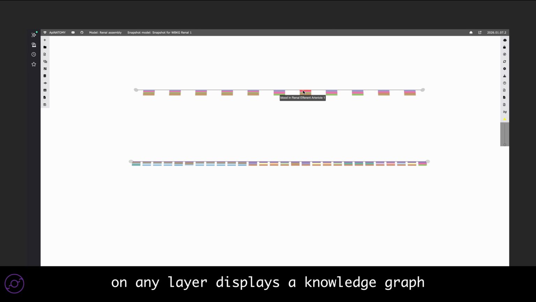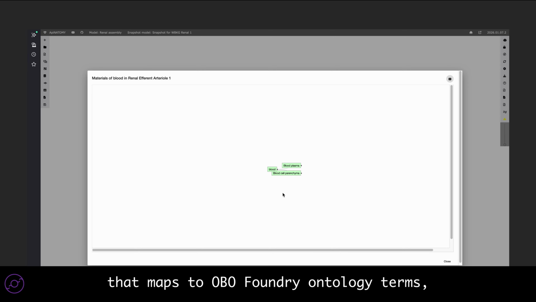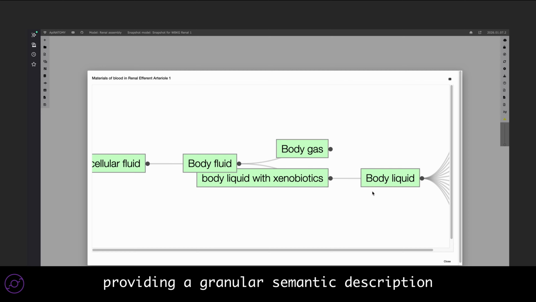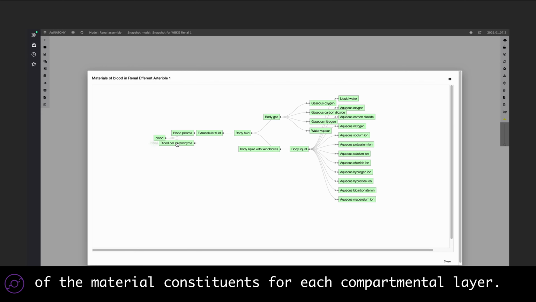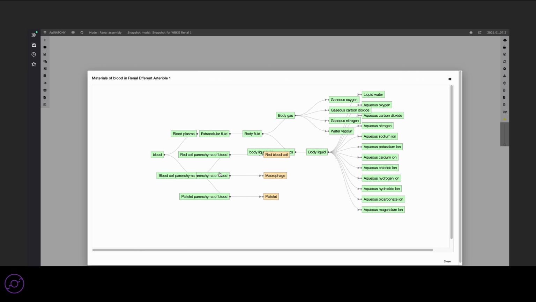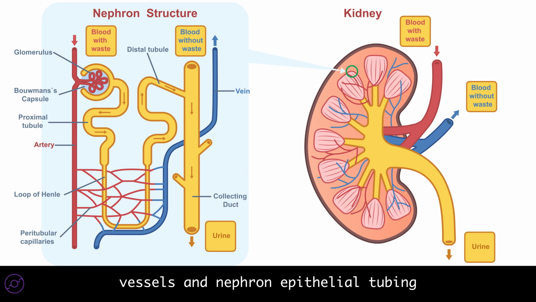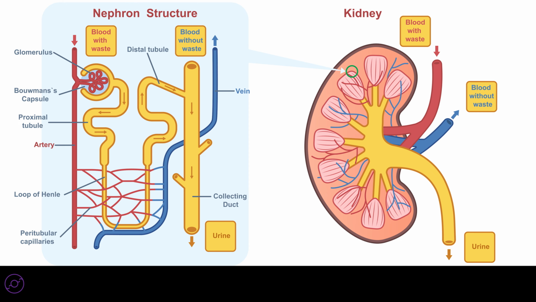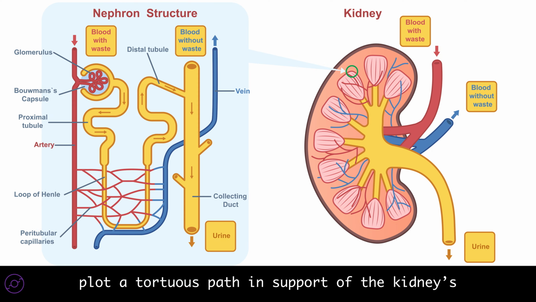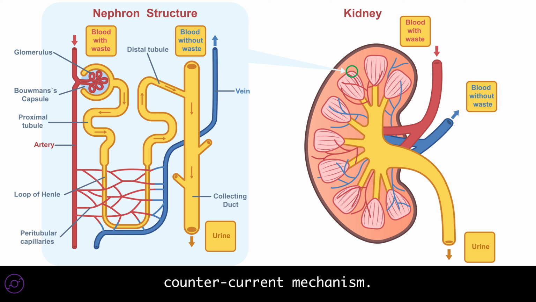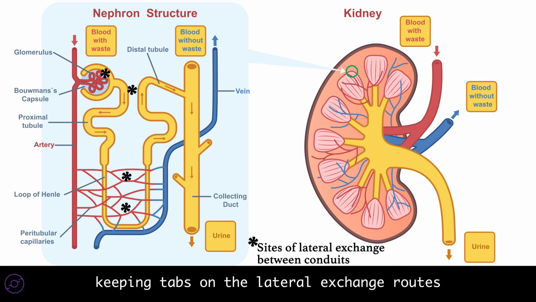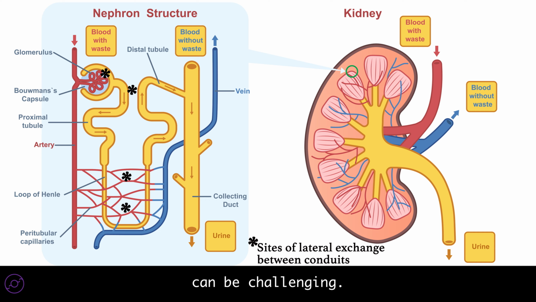Double-clicking on any layer displays a knowledge graph that maps to OBO Foundry ontology terms, providing a granular semantic description of the material constituents for each compartmental layer. Of course, renal blood vessels and nephron epithelial tubing plot a tortuous path in support of the kidney's countercurrent mechanism. Therefore, keeping tabs on the lateral exchange routes between blood and the urinary space can be challenging.